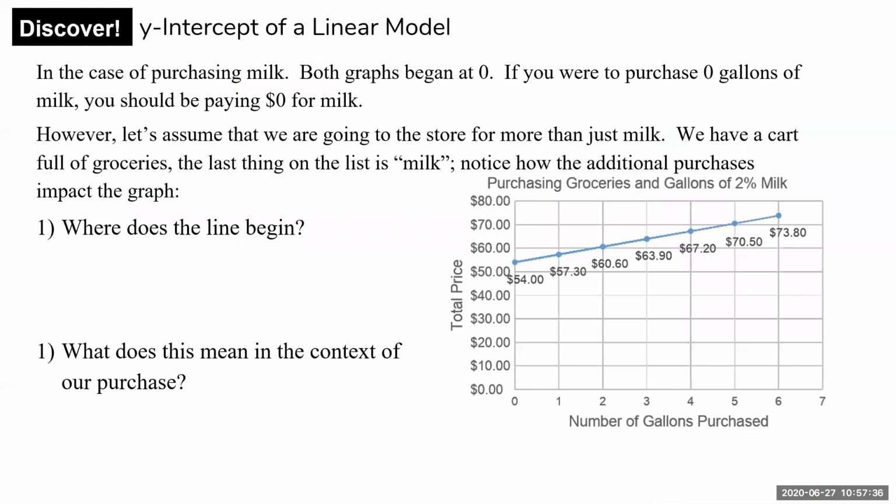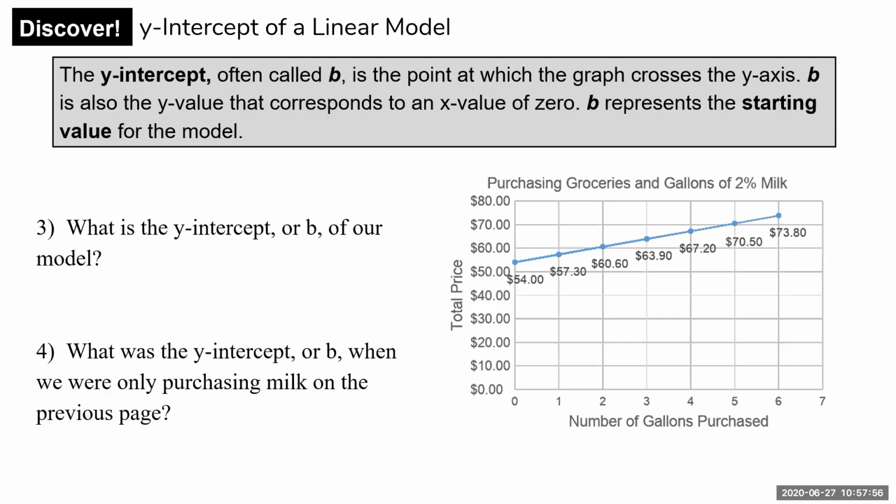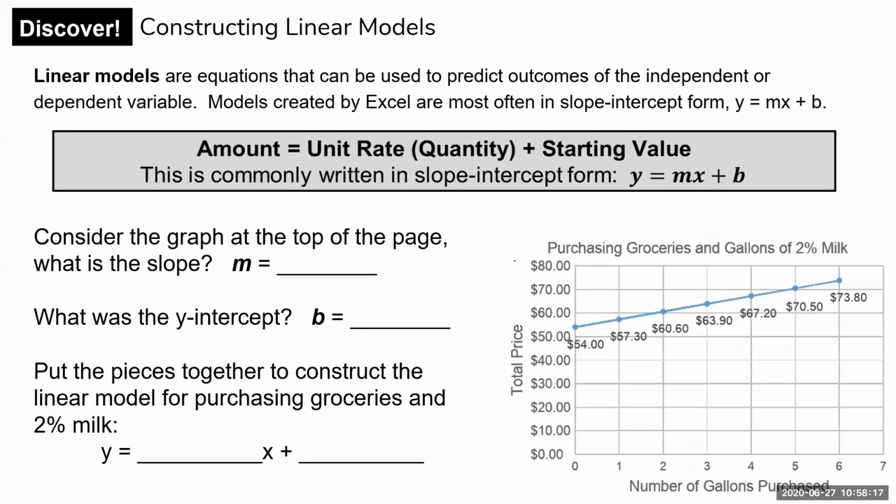Okay, nice. Now here, y-intercept, and we have already established that the y-intercept is where the trend line cuts the y-axis. So where does that begin? It begins at 54. And other groceries in the cart cost this much. Okay, nice. Now, what is the y-intercept or B of the model? So here the y-intercept is still there where the trend line cuts the y-axis. And what was the y-intercept or B when we were only purchasing milk on the previous page? That was what? 0. All right.